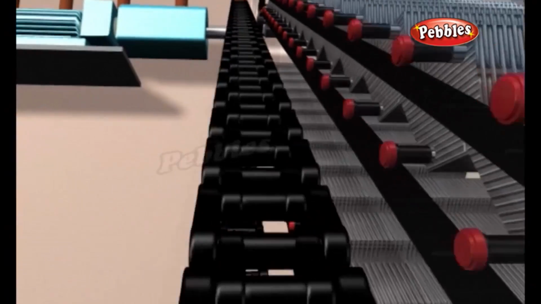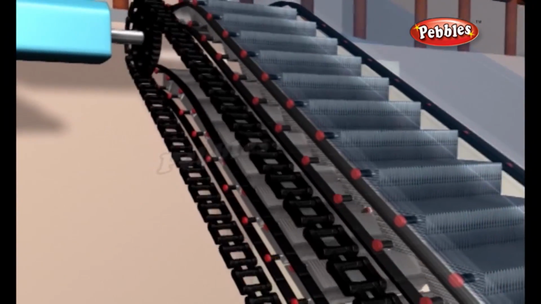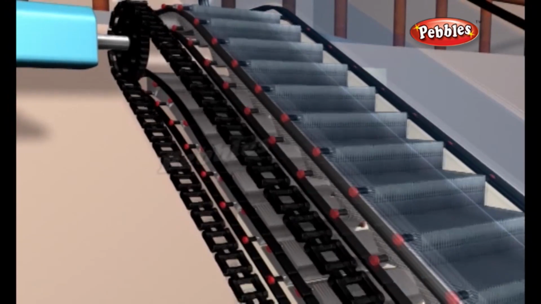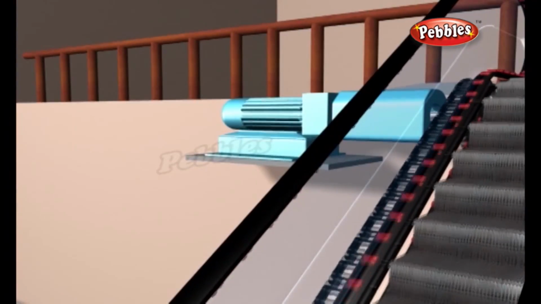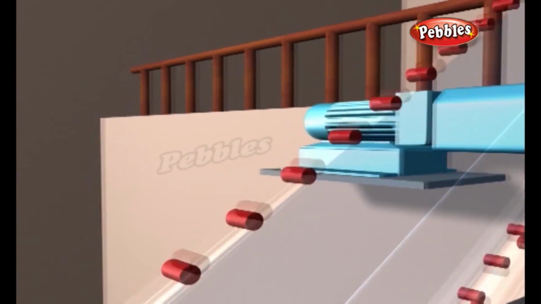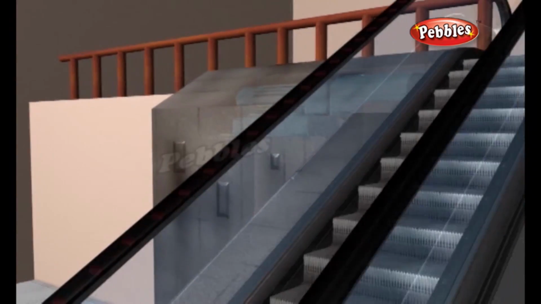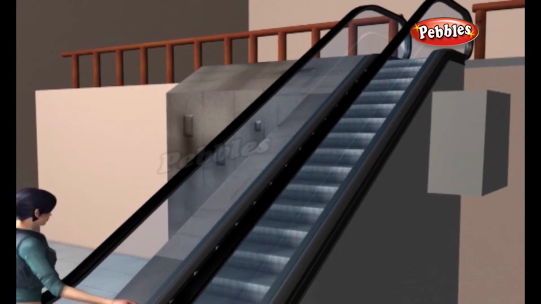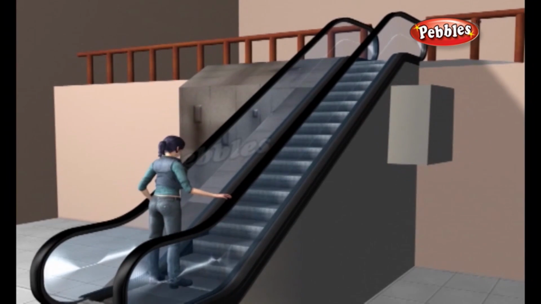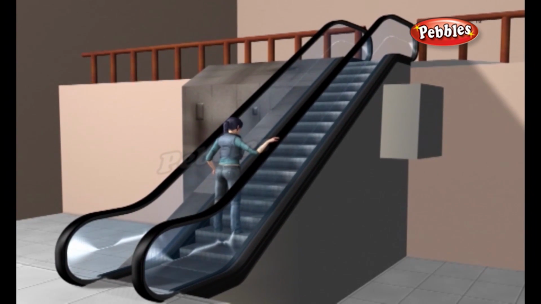In addition to rotating the main chain loops, the electric motor in an escalator also moves the handrails. A handrail is simply a rubber conveyor belt that is looped around a series of wheels. This belt is precisely configured so that it moves at exactly the same speed as the steps to give riders some stability.